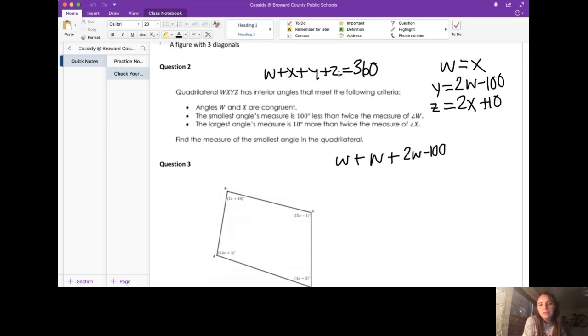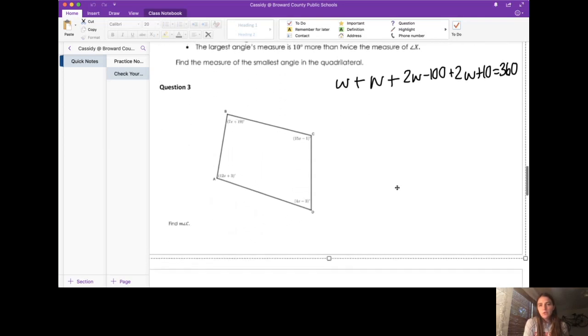And then lastly, plus Z. What do we have for Z? We've got 2X plus 10. What do we know about X? X is congruent or equal to W. So instead of writing 2X plus 10, let's write 2W plus 10. And what are we setting that all equal to? We just did this. We're setting it equal to 360.